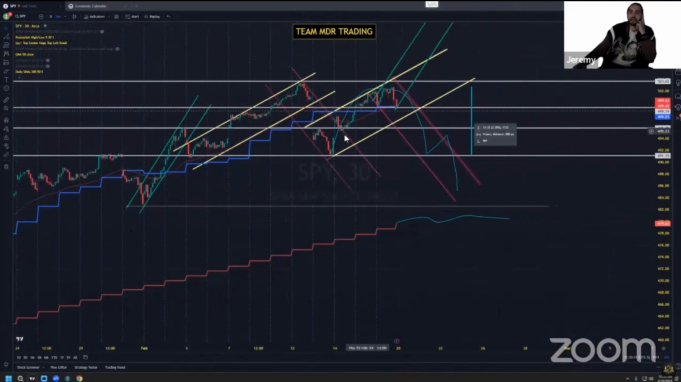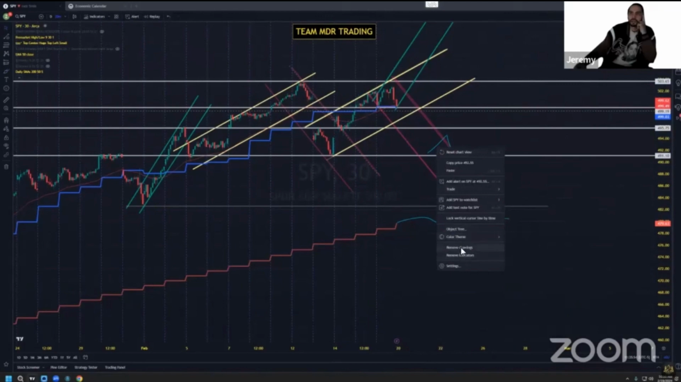Me personally, I would exit at 491, maybe hold a runner, maybe re-enter on the breakdown or the retest of this, because it's not going to go straight down. It'll go like this, come back, and then go down. But that's the bearish scenario for tomorrow, if the news is bad and stuff like that.